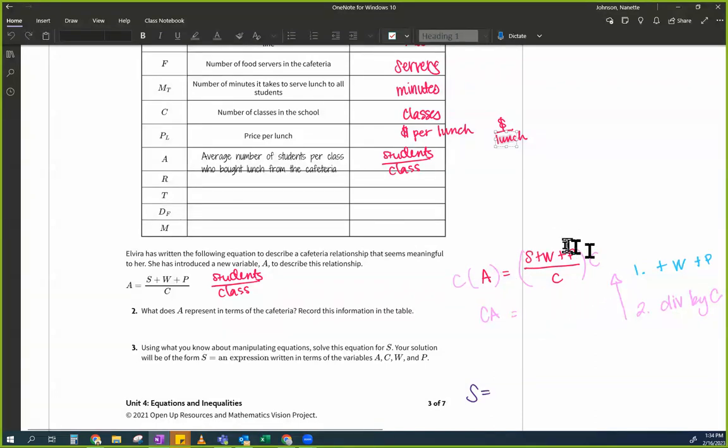What happens over here? Before we do that, what happens over here? What happened on this right side? On the left side, C times A is California. Just kidding. It's C times A.